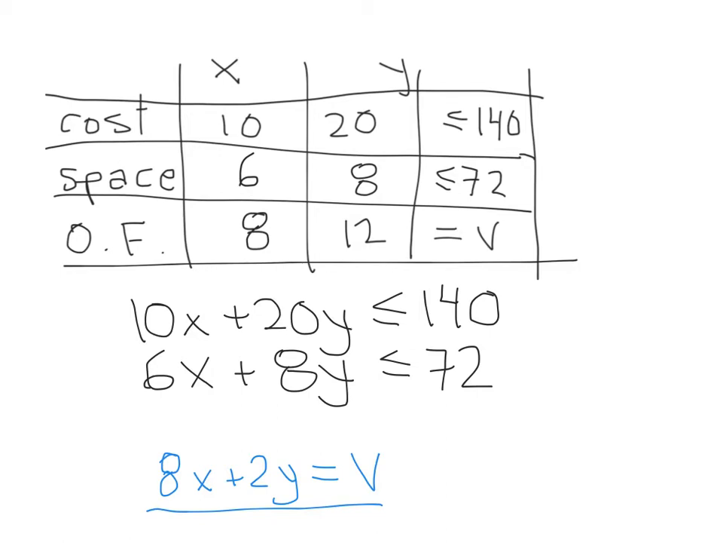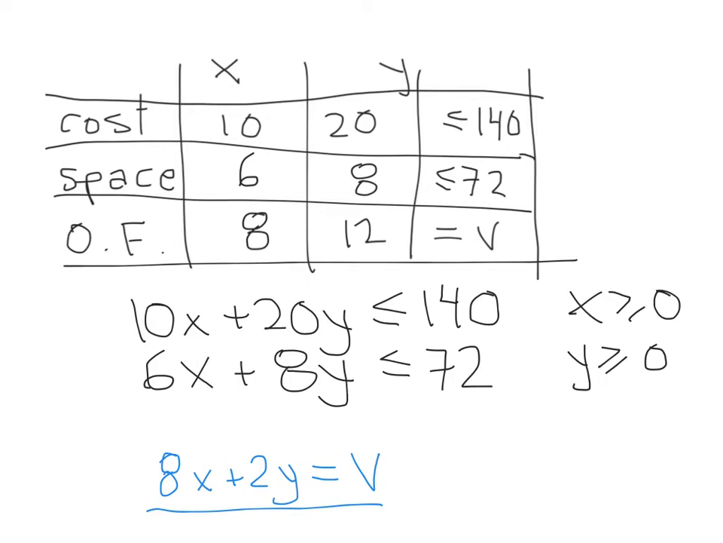But there's two hidden constraints in here as well. The non-negativity constraints. If x represents numbers of bin A, then I can't have a negative number for x. It has to be greater than or equal to 0. And if y represents numbers of bin B, then y also has to be greater than or equal to 0.